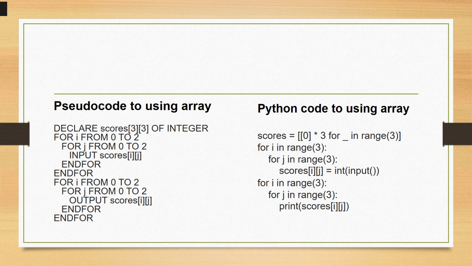As you can see from this piece of code or example, here I have specified a 2D array of scores, 3, 3, and I have used a nested loop to take input from the user and store the values inside the array, and then I am using two nested loops to display the scores on my screen.